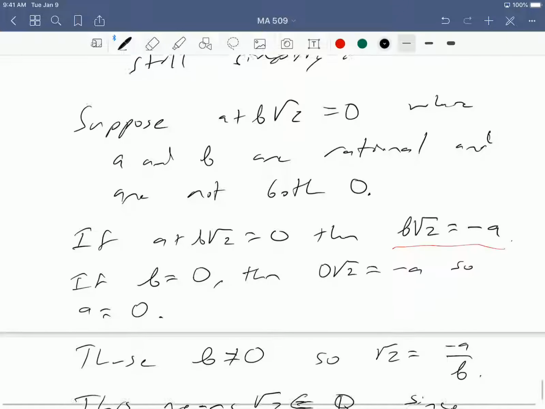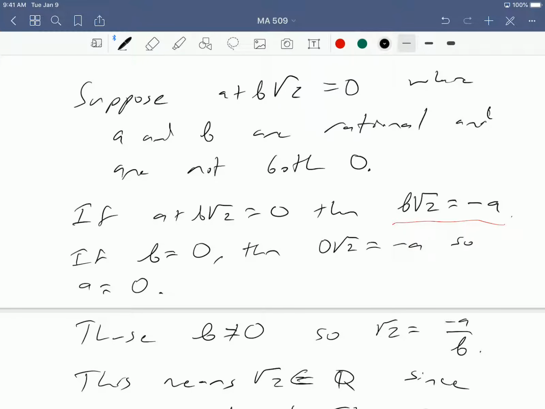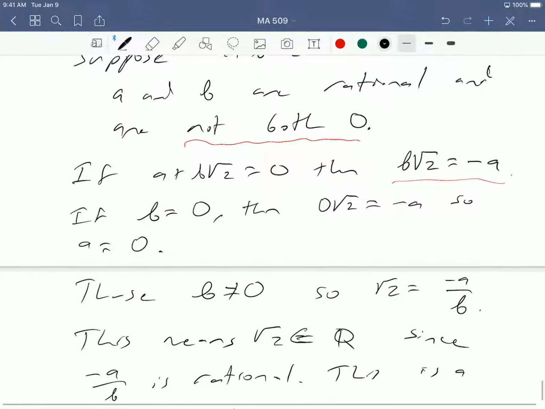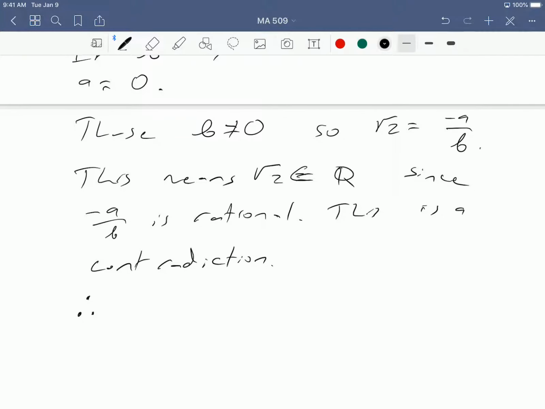So we go back up and look at where we were. So we were supposing a plus b root 2 is 0, a and b are rational and are not both 0. The thing that we're going to say is false is that not both 0 part. We still want a plus b root 2 to equal 0. We still want a and b to be rational because that's the setting that we live in with Q adjoin root 2. And so the assumption that must have been false was that both are not 0. Okay, so therefore a and b must both be 0.